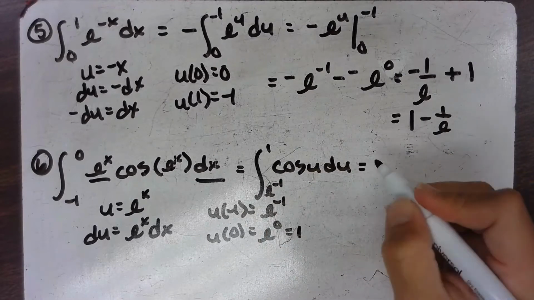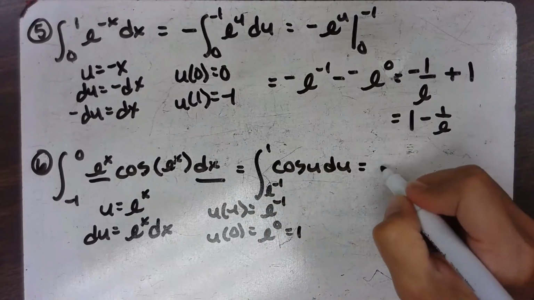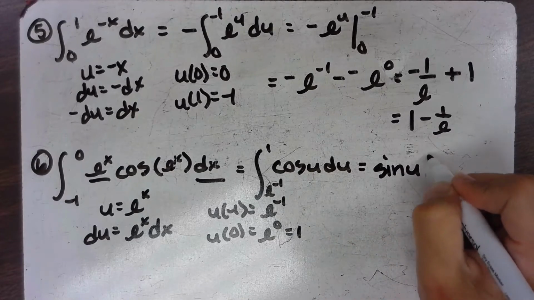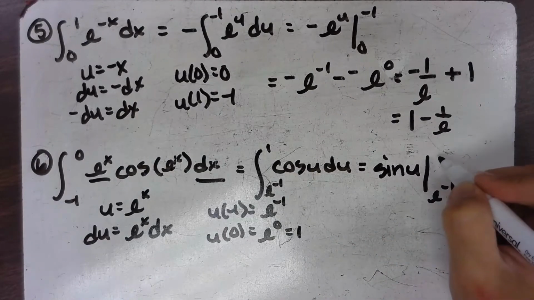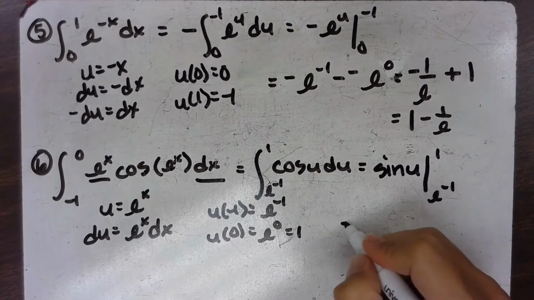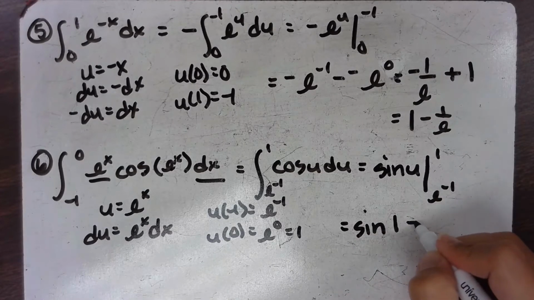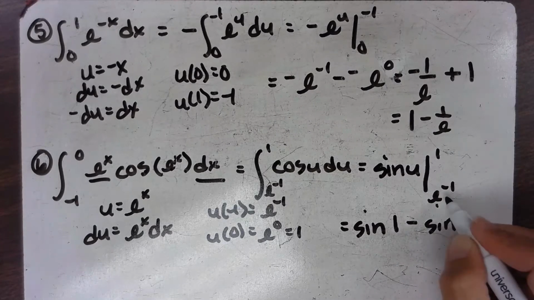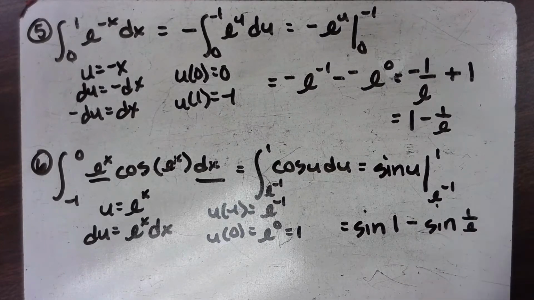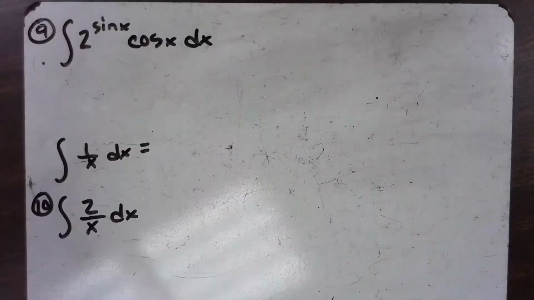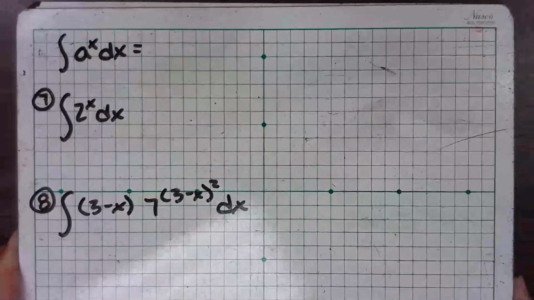Okay, so here we go. When I integrate this, this is going to be sine u from e to the -1 to 1. So this makes sine of 1 minus sine of, and I'm going to go ahead and make this 1 over e. And there we go. We can't do anything with that. Unlike logs, if we had logs, we could combine it together using the log properties. All right, moving right along.